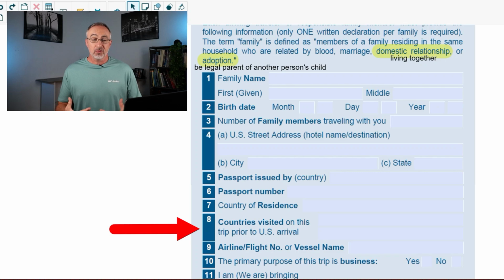Number 8, countries visited on this trip prior to US arrival. So we've got countries visited, so the other countries you visited, and it says prior. What do we mean by prior? Prior just means before. So on your trip, what countries did you visit before you came to the United States?